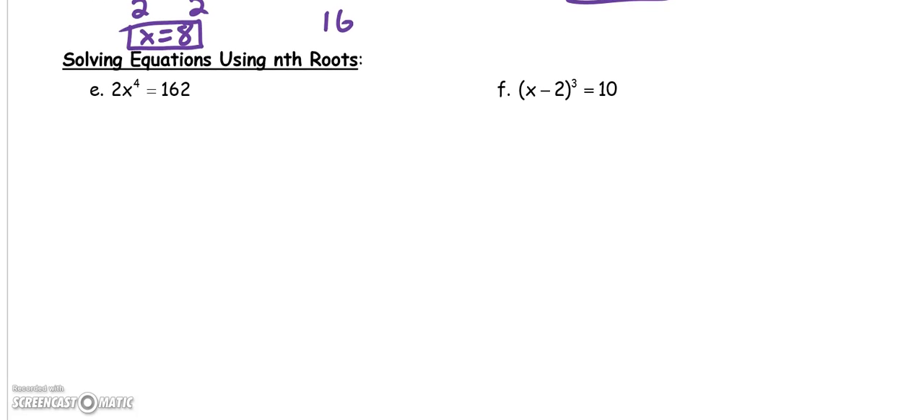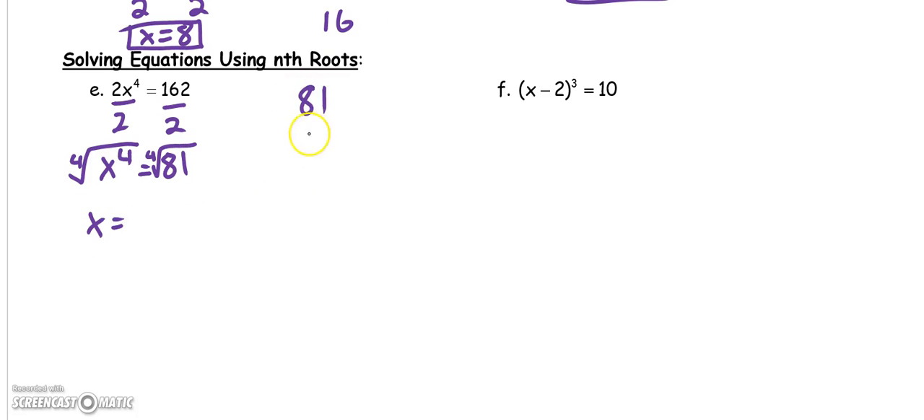Alright, now one last type of problem here. So now we've got some integer exponents we're going to deal with. We still want to follow the same idea where you have to get whatever's being raised to the power by itself first, and then we're going to take a root of both sides. So here, only the x is being raised to the 4th power, so we have to get rid of that too. So I'm going to start by dividing by 2 on both sides. So we have x to the 4th equals 81. Now the opposite of the 4th power is the 4th root. So we're going to do the 4th root of both sides. So we get x equals.